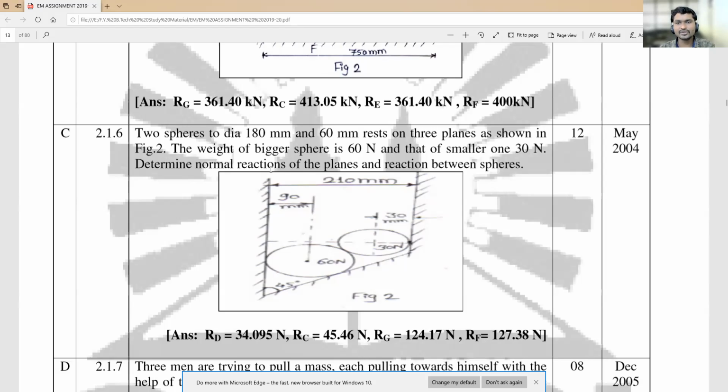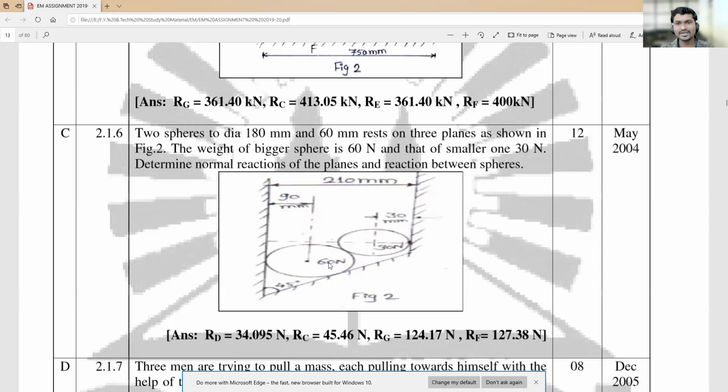Determine the normal reactions of the planes and the reaction between the spheres. Means we have to find out the reaction at these contact surfaces. We'll consider this point, this point. This is the contact between two spheres and this is the last one. So they asked to find out the reactions at those supports, or contact surfaces.